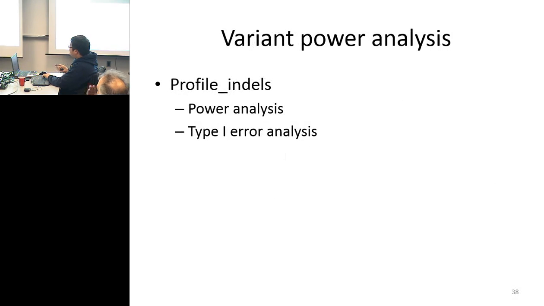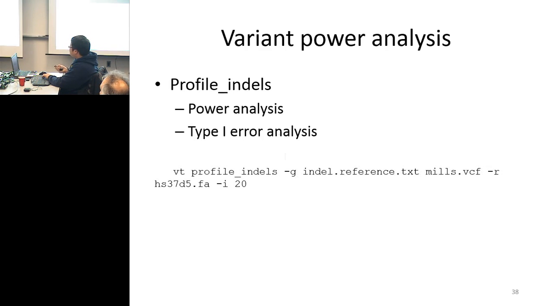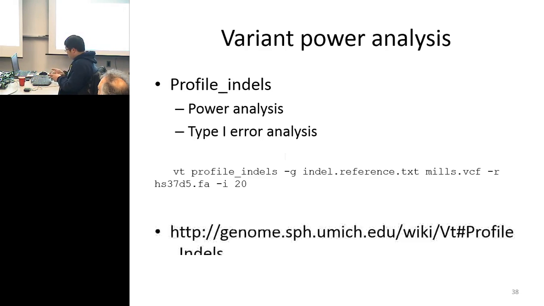I also do a lot of evaluation of my variants, which includes power analysis, which is comparison with known good data sets, and comparisons with known bad data sets, which is the type 1 error analysis. I have it implemented in a program called profile_indels. There's a reference text file to give you all the different reference data sets to check against. And this is how it looks.